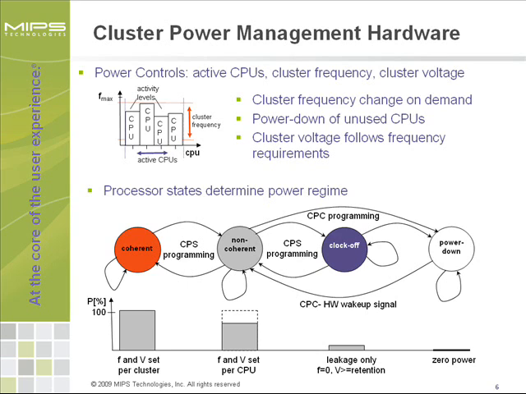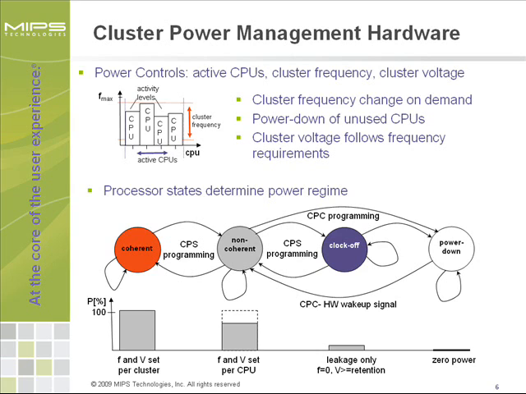Within coherent mode, frequency and voltage follows the peak performance demand of the parallel coherent application. However, individual CPUs can leave or join the processing of coherent data and assume the non-coherent mode. Now, frequency and voltage can be adjusted individually according to each CPU's performance requirements.